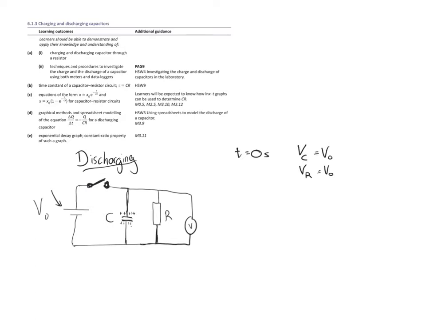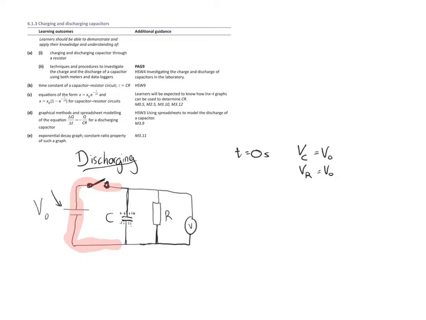Now once I open the switch, this part of the circuit is no longer part of the circuit, so it's completely cut out. What I have is the capacitor and the resistor in a complete circuit of their own, with the voltmeter just reading the voltage across them. So let's continue with what happens after time 0.